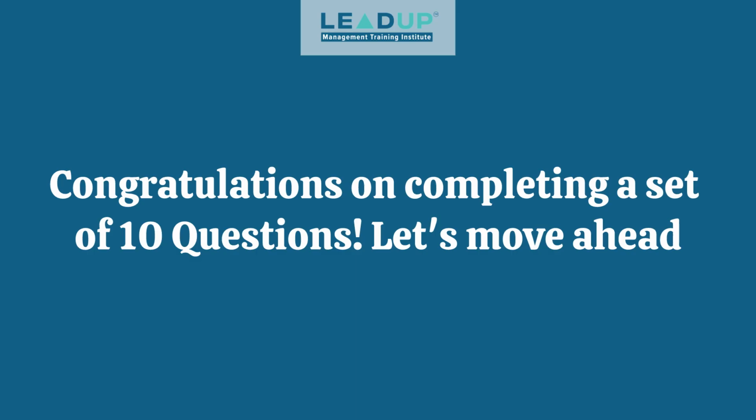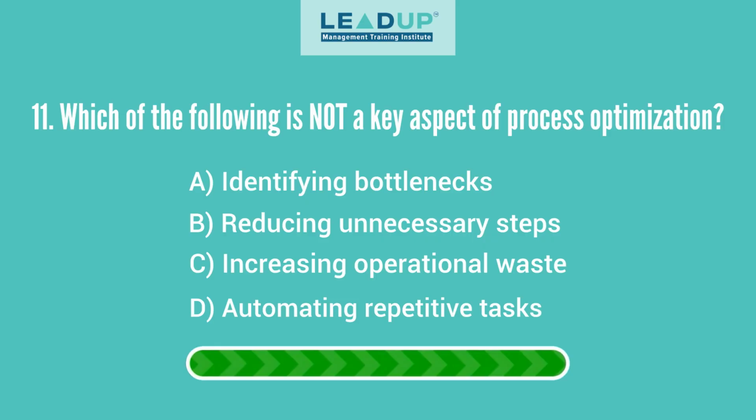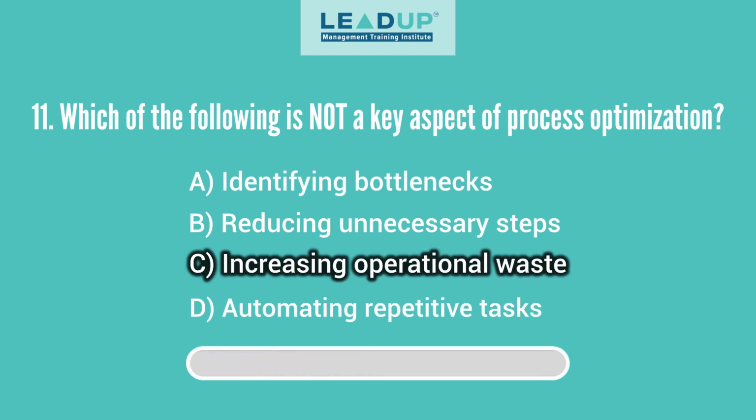Congratulations on completing 10 questions. Let's move ahead. Question 11. Which of the following is not a key aspect of process optimization? A. Identifying bottlenecks. B. Reducing unnecessary steps. C. Increasing operational waste. And D. Automating repetitive tasks. The answer is increasing operational waste.